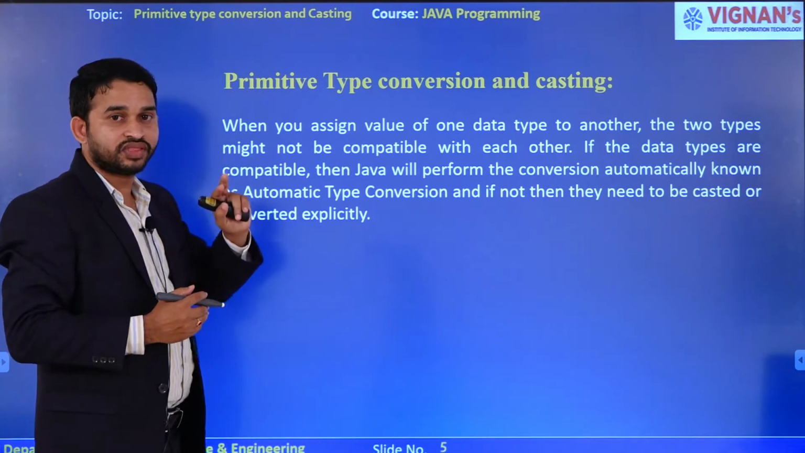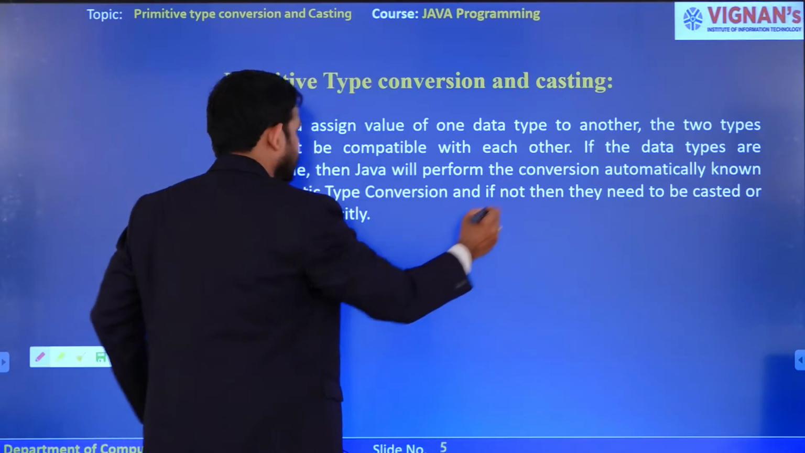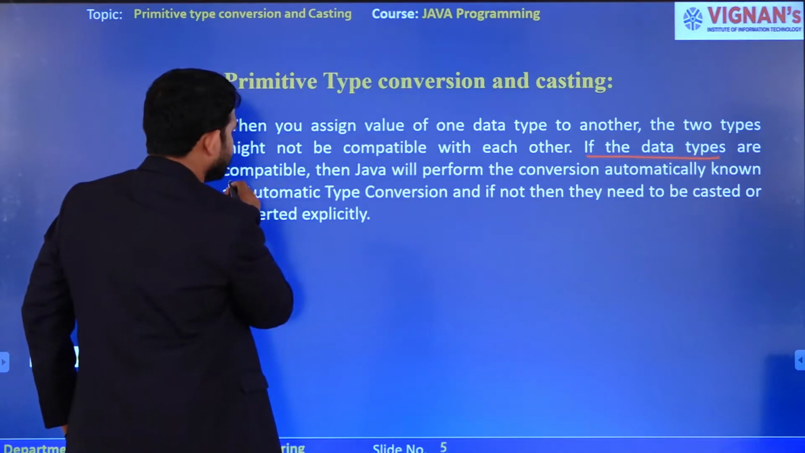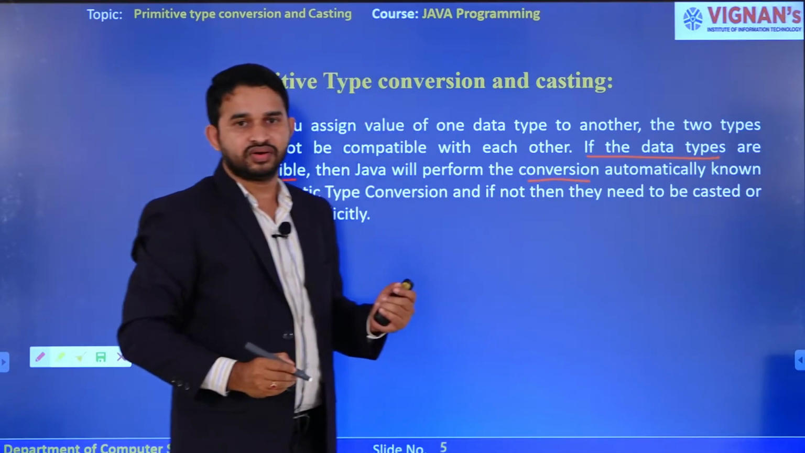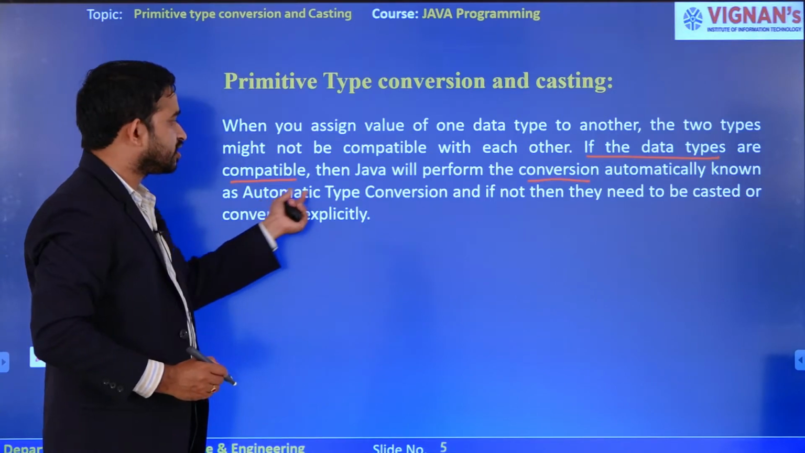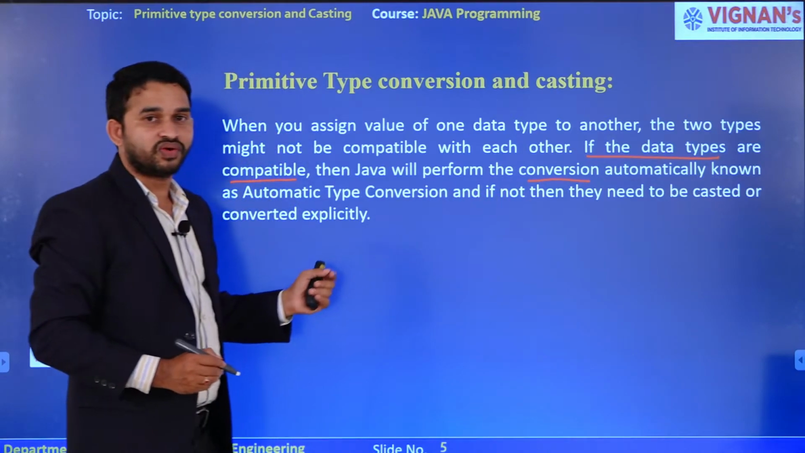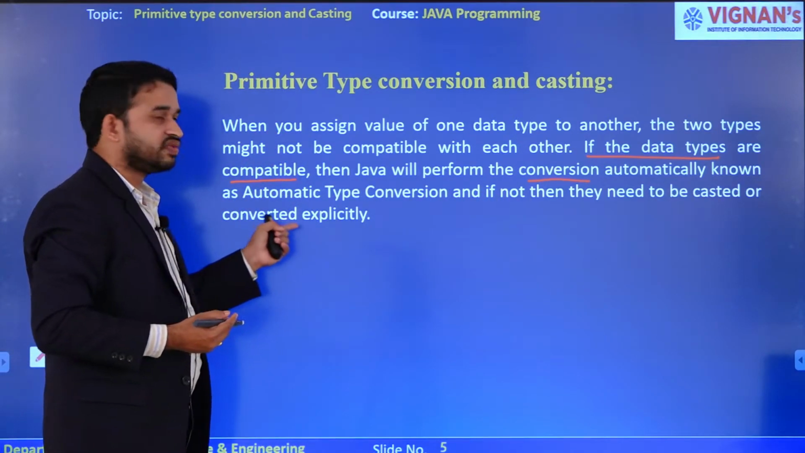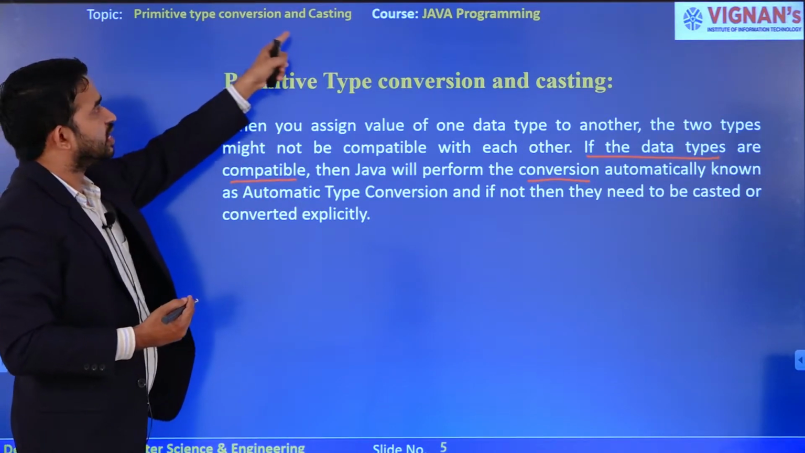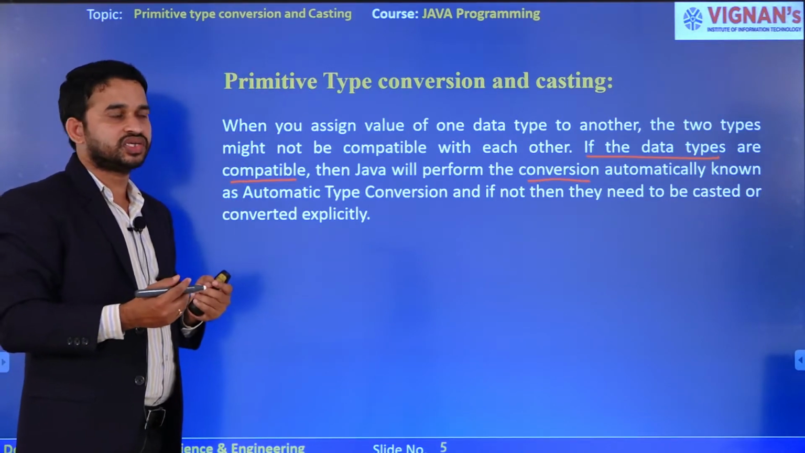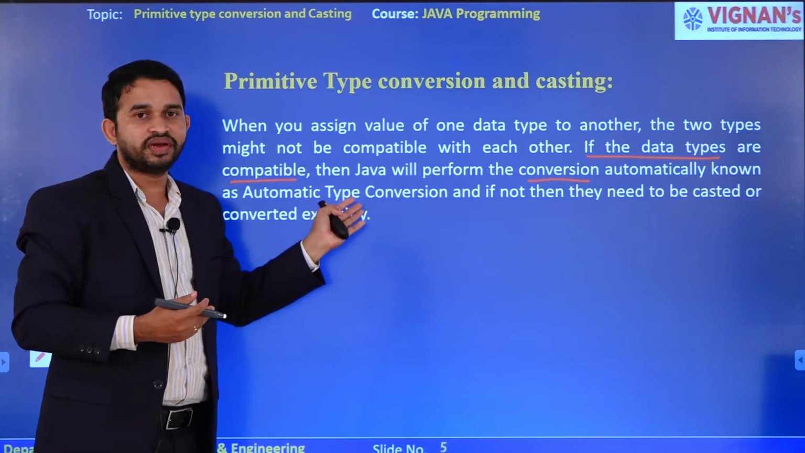Here we have to check whether two data types are compatible or not. If the two data types are compatible with each other, then Java will perform that particular conversion automatically. This type of conversion we call automatic type conversion. If both are not compatible with each other, we have to cast, that is, do an explicit conversion. Those concepts we are learning in this session: type conversion and casting. What is the first one? Conversion. If both are compatible with each other, we go for general conversion, which we call automatic type conversion.